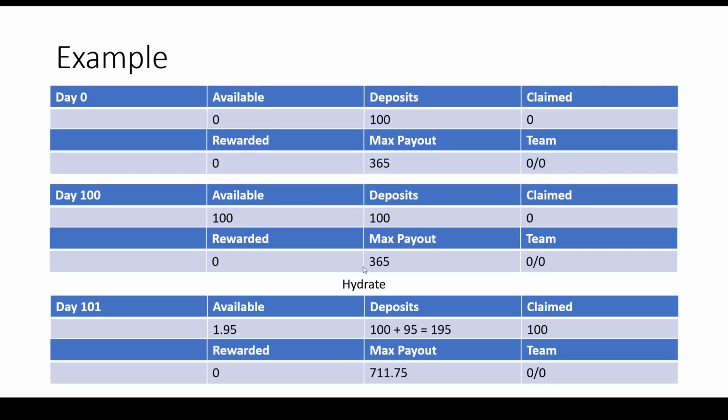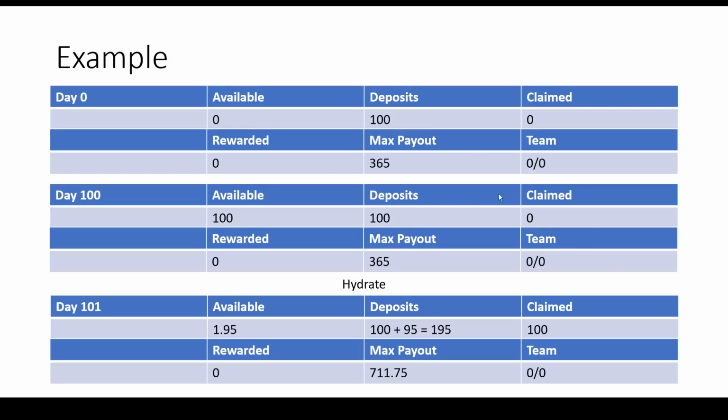Just understanding that right there, that your max payout is always going to be 3.65 times your deposits, will help you to understand all of these what-if scenarios. What if I hydrate for 10 days and then I claim and then I hydrate, what if I hydrate every day for a year? Okay, just add up what you're going to be adding by hydrating or adding new deposits. Add that up into your deposits, multiply times 3.65. Now you know your max payout.